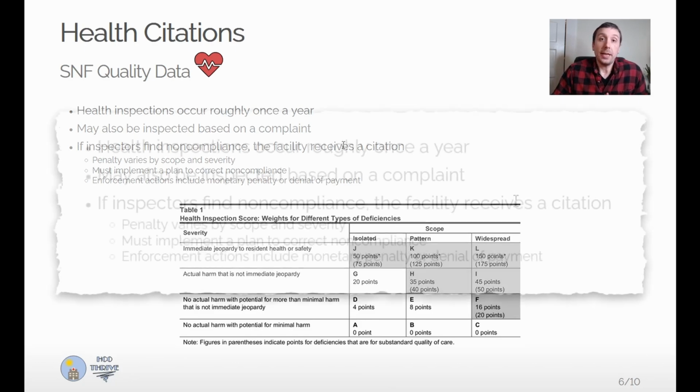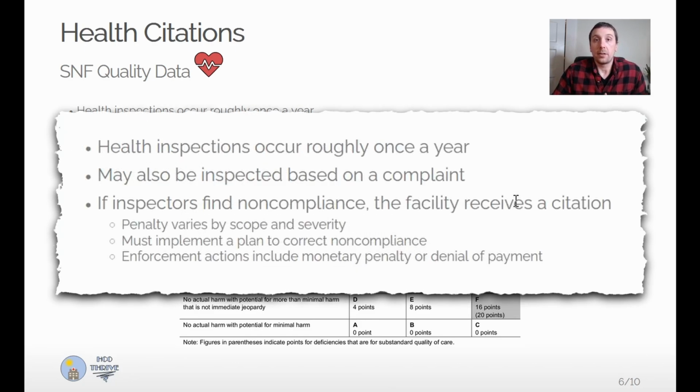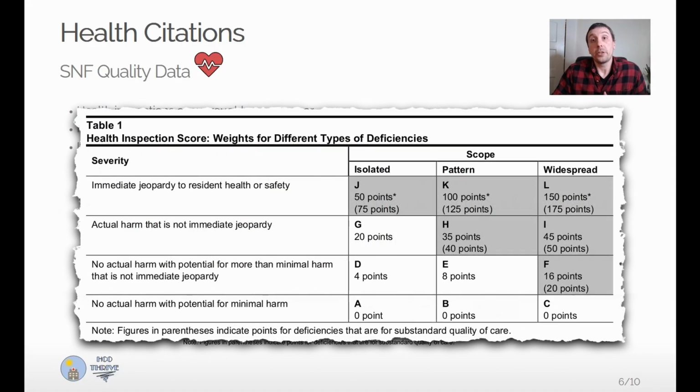If inspectors do find noncompliance, the facility is going to receive a citation, and then they're going to have to come up with a plan to remedy it. If they don't do anything, then they will be fined, and CMS can withhold payment. Below, you're going to see a severity by scope matrix going down. You can see most severe to less severe, and then from left to right, isolated, pattern, and then widespread. So scope is in terms of how common or how frequent the violations are.